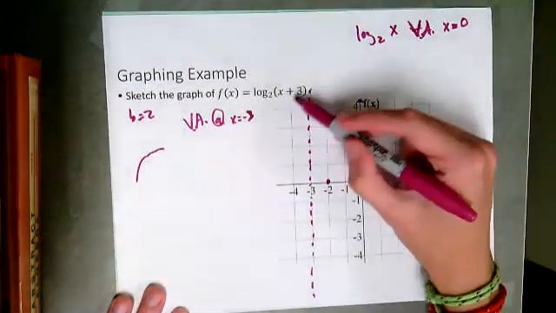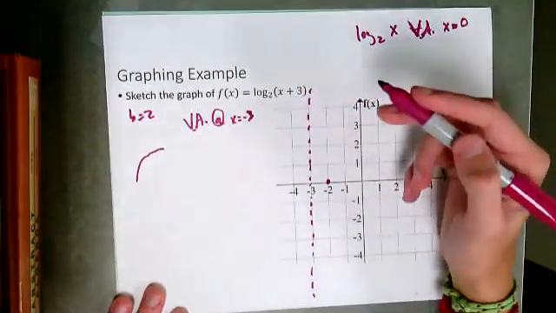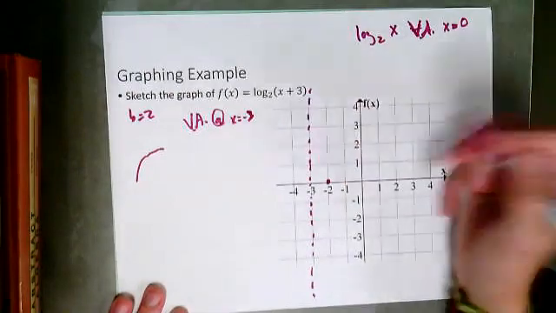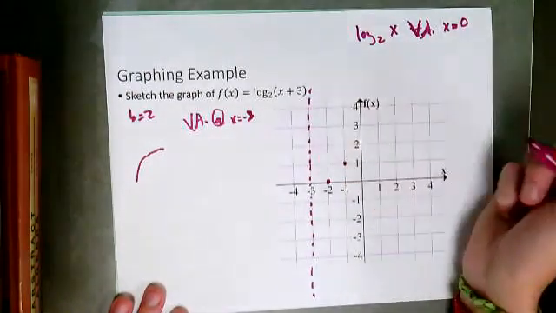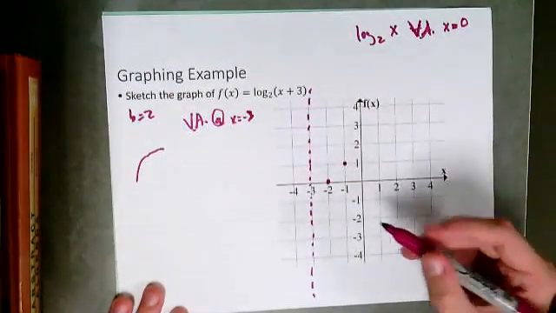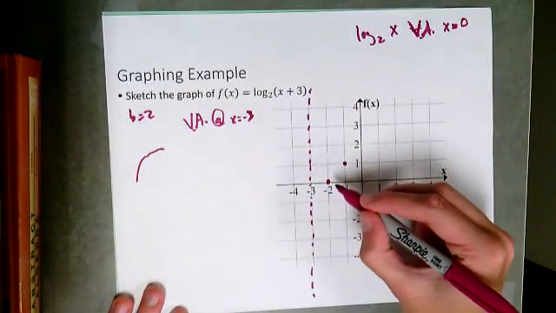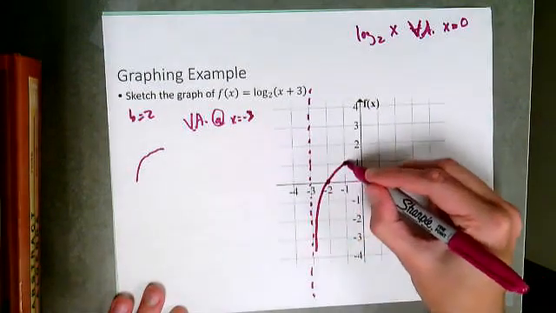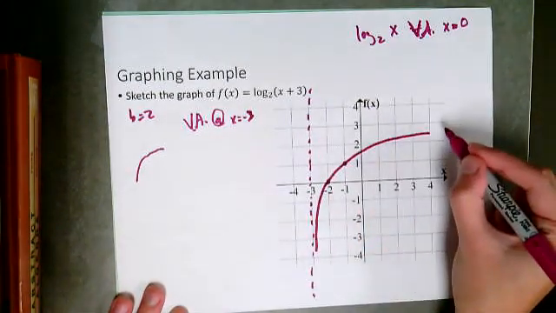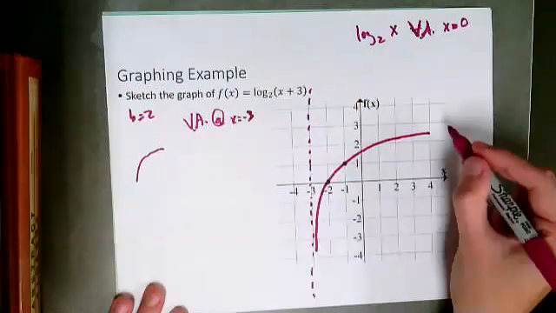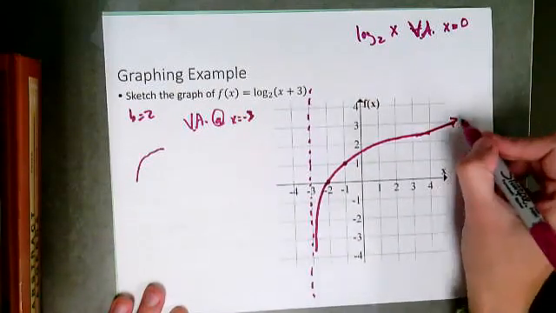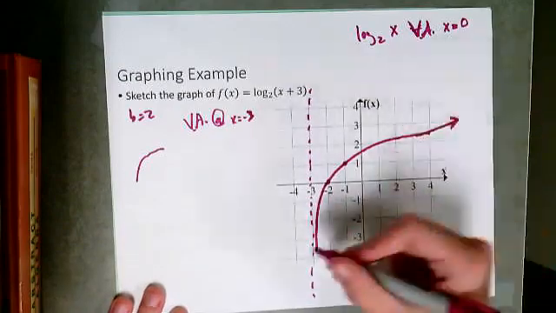When will this inside be 2? This inside will be 2 at negative 1, and so log base 2 of 2 is 1, so we also have another point here. So roughly, very roughly, three, it'll look something like that, whatever. It's a sketch.